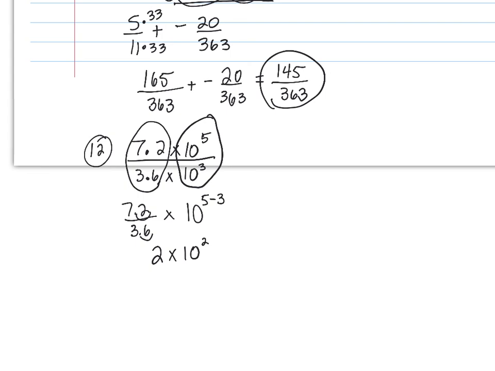Now, is 2 in between 1 and 10? So we're good. What if I had 20 times 10 to the 2nd? Would you keep it like that? No, you'd have to change that. Okay?